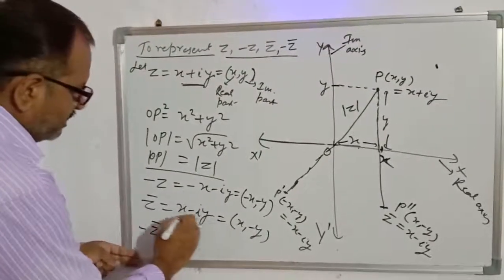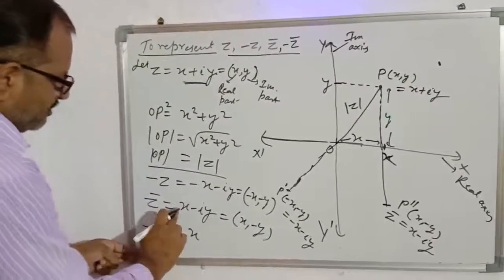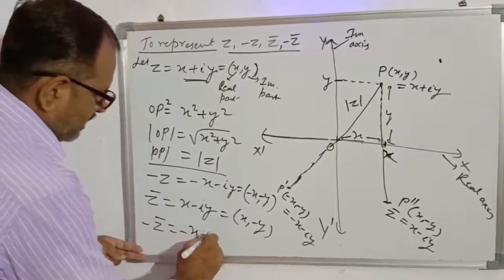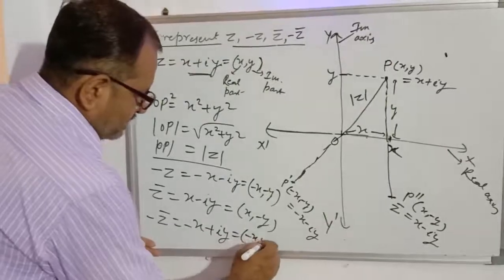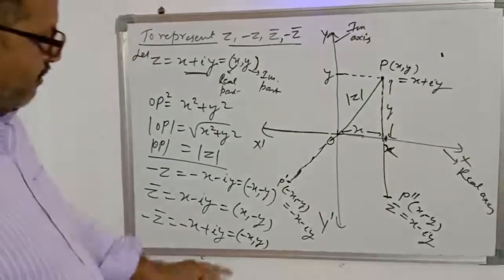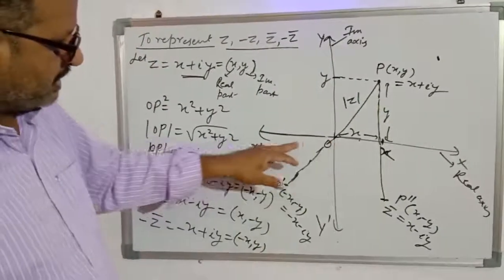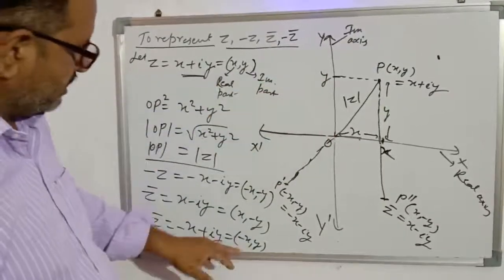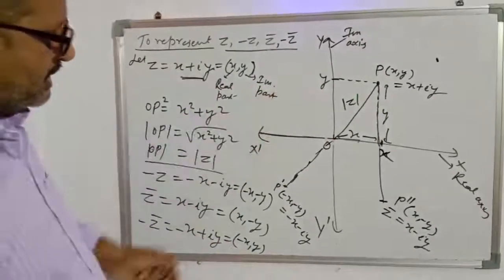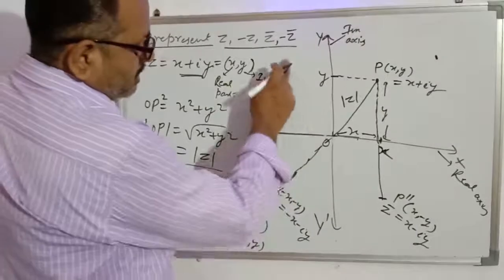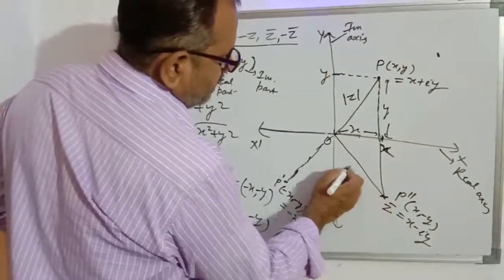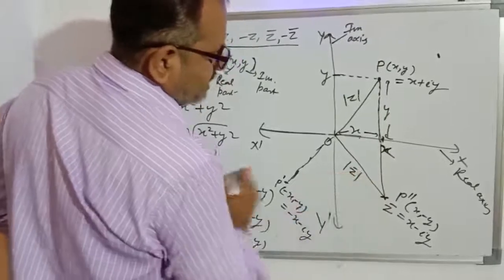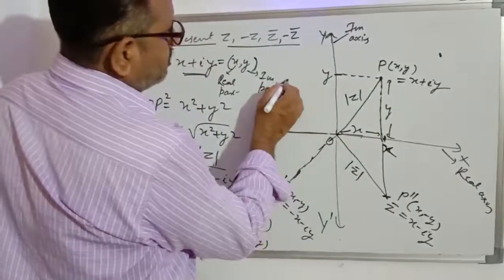Minus z bar will be minus x, we multiply by the minus sign, minus x plus iy. So (−x, y). Minus x comma y means the real part is negative, the imaginary part is positive. So it will lie in the second quadrant. So this part is what? Mod of z bar. Just opposite to it in the second quadrant.